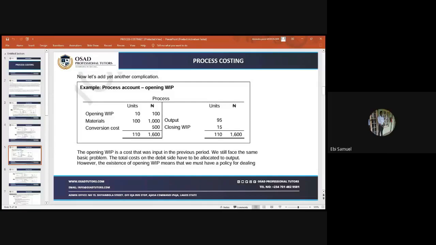Yes, sir. Okay. Now, the opening work in progress is a cost that was input in the previous period. I explained this earlier. We still face the same basic problem. The total cost on the debit side has to be allocated to the output. However, the existence of opening work in progress means that we must have a policy for dealing with it.